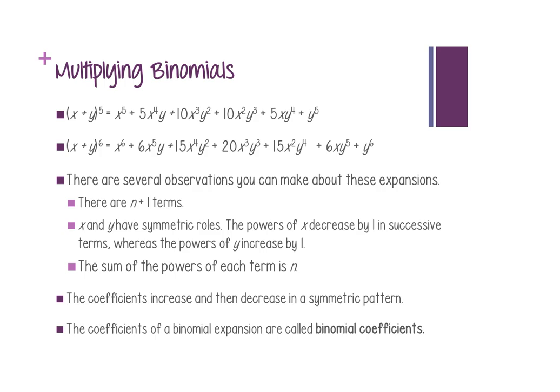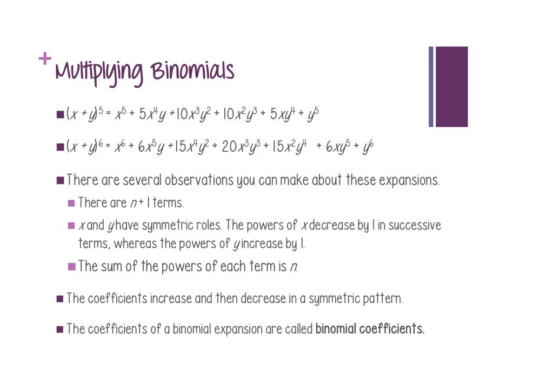But we got to notice things about this expansion. So the first thing says there are several observations you can make about these expansions. The first is n plus 1 number of terms. So whatever this exponent is, there are 1 more than that when I expand it. So if it's x to the 5th, there are 6 terms. If it's x to the 6th, there are 7 terms, okay? The second thing says x and y have symmetric roles. So x is our first term, y is the second. Where x is starting at 5 and working its way down, y is doing the opposite, starting at 0 and working its way up, which is what this one says. They increase and decrease in a symmetric pattern, okay?